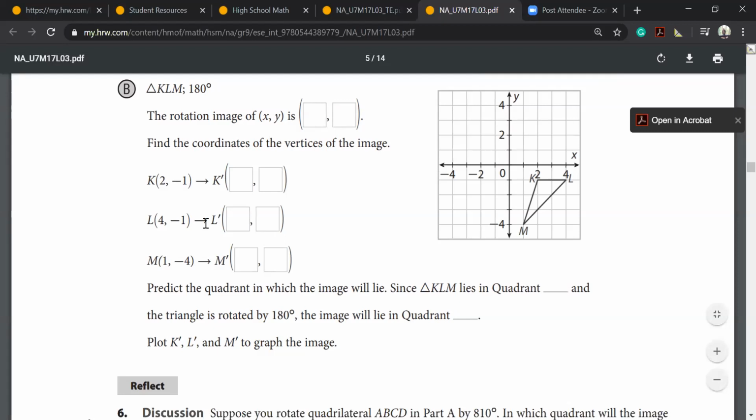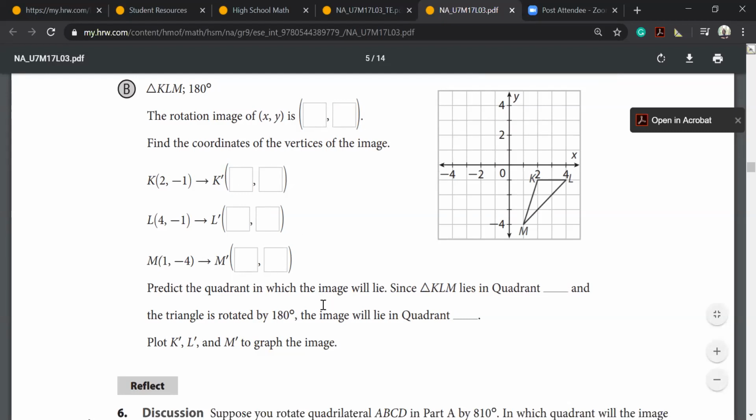I have the points in here. Let's change the sign, not flip. 2 and negative 1 will become negative 2 and 1. 4 and negative 1 will become negative 4 and 1. 1 and negative 4 will become negative 1 and 4. And then what should I do with them? I will graph my points, these new points, and then I will have the new image.